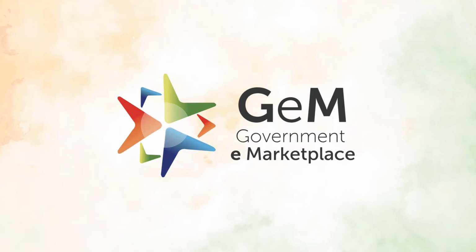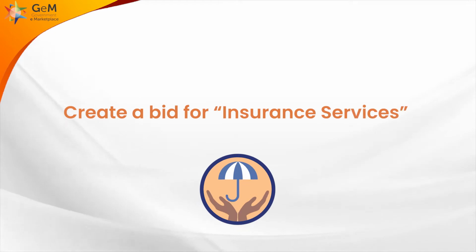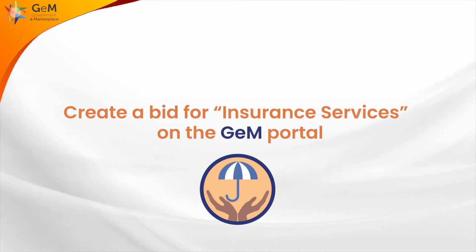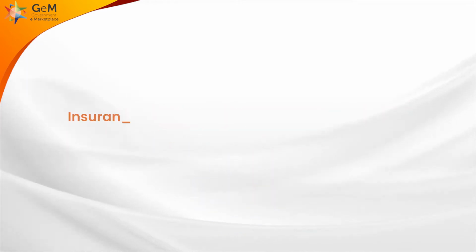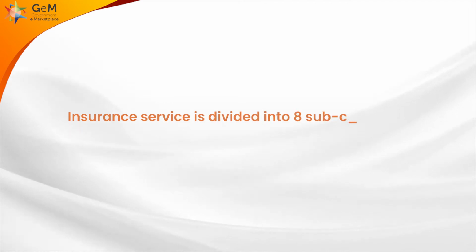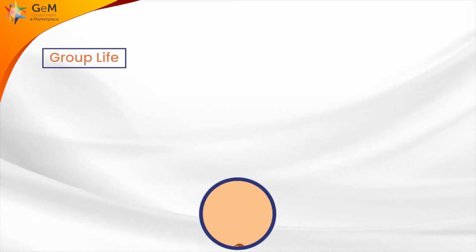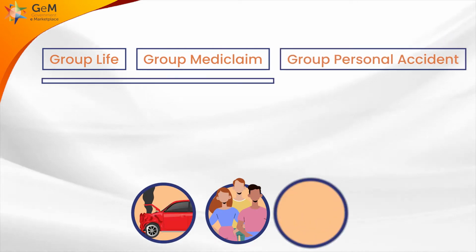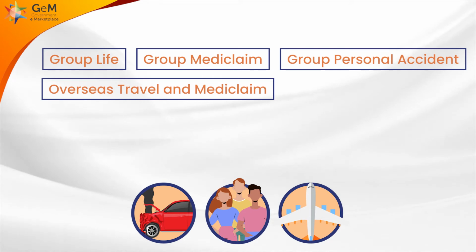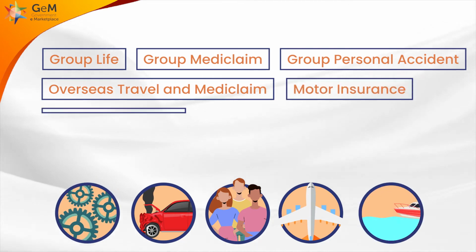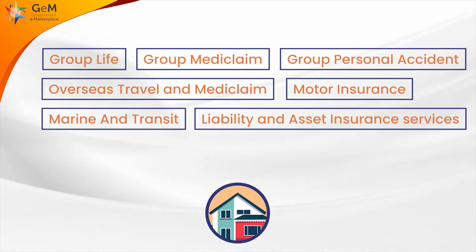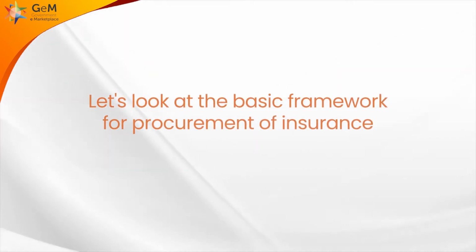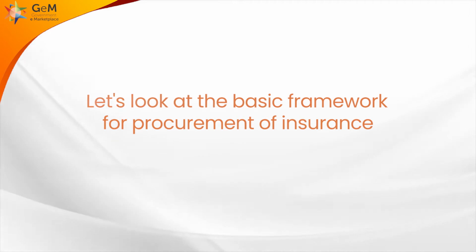In this training video, we will help buyers to create a bid for insurance services on the GEM portal. Insurance service is divided into 8 subcategories: Group Life, Group Mediclaim, Group Personal Accident, Overseas Travel and Mediclaim, Motor Insurance, Marine and Transit, Liability and Asset Insurance Services. Basic framework for procurement of insurance services.